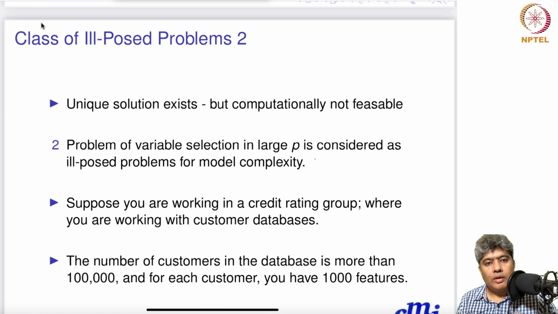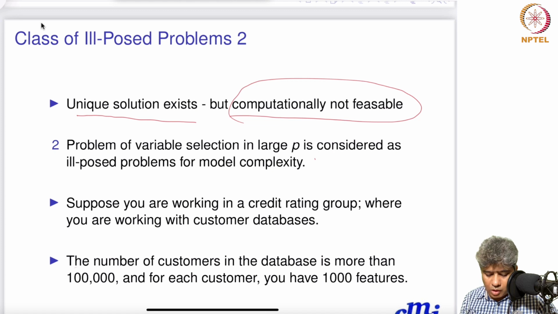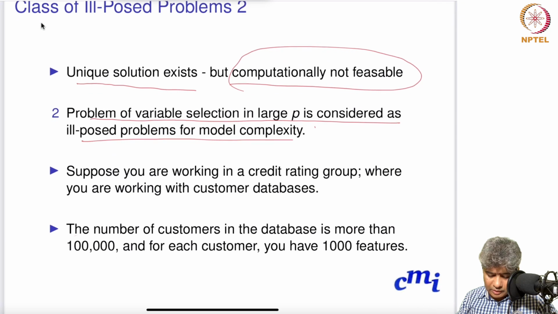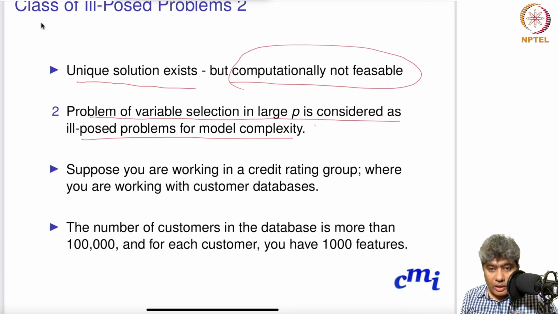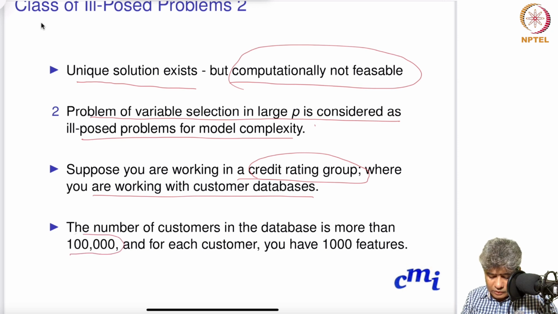The second problem in the class of ill-posed problems: a unique solution exists but is computationally not feasible. For example, you are running variable selection for large P, considered an ill-posed problem because of model complexity. Suppose you are working in a credit rating group where you are working with customer databases. The number of customers in your database is more than 100,000. So your N is 100,000.